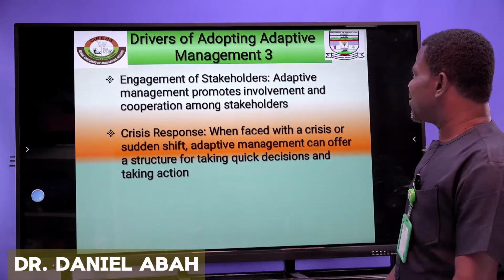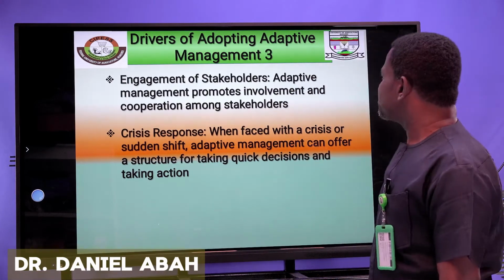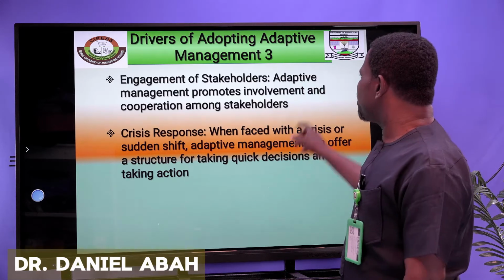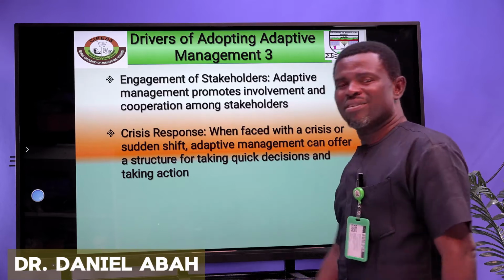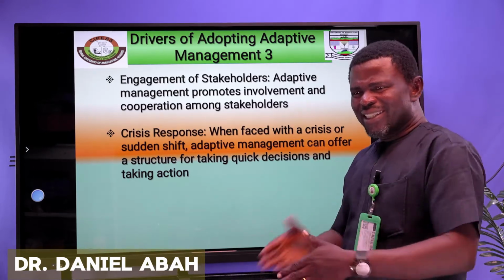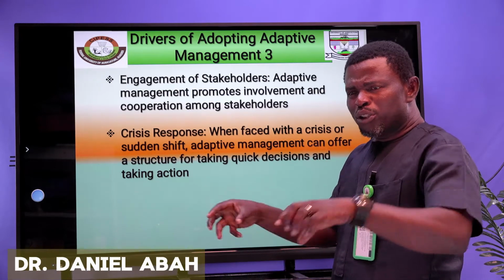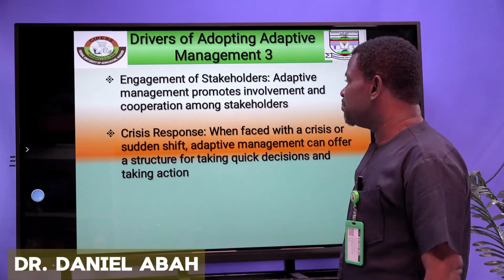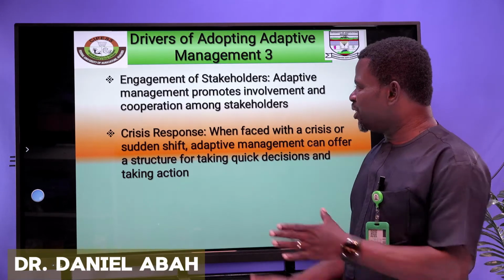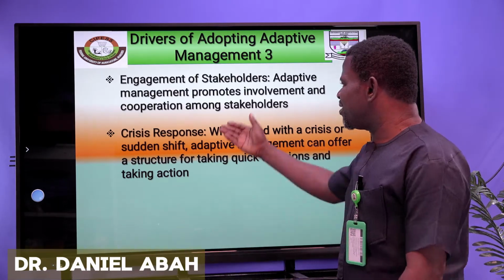Engagement of stakeholders. Another driver of adopting adaptive management. Adaptive management promotes involvement and cooperation among stakeholders. It helps stakeholders to dialogue, to bring a point of connection, a meeting point between them. It helps stakeholders to be involved and adjusting to the realities and crisis responses.